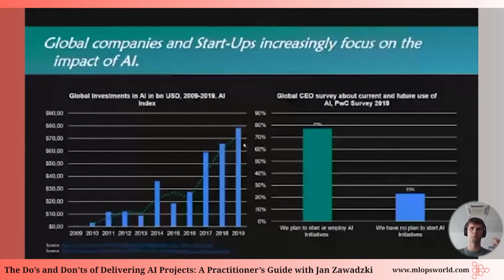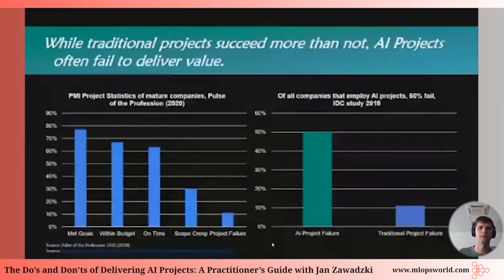And to support this argument, there was another PwC survey in 2019, which showed that almost 80% of Fortune 500 CEOs are planning to start AI initiatives. And only 23% said that they have no plans of starting AI initiatives. Now, what's the scary part? And why are we talking about this today?